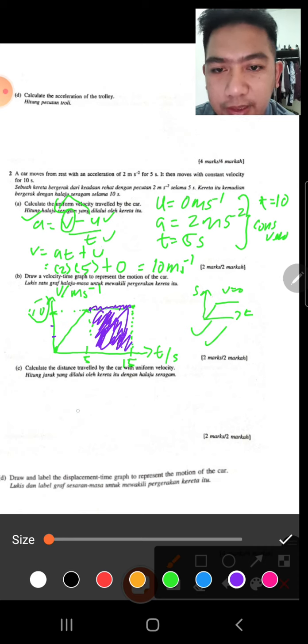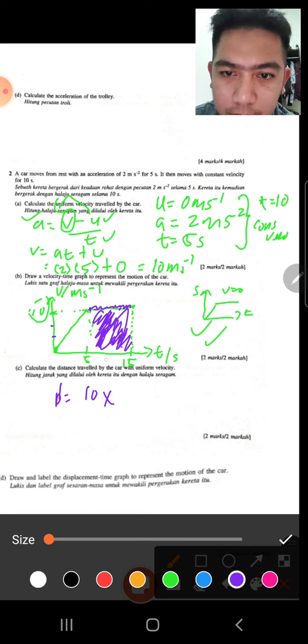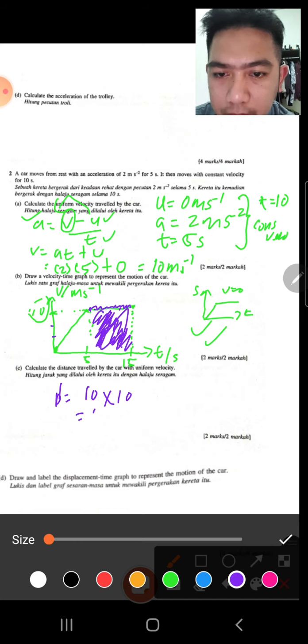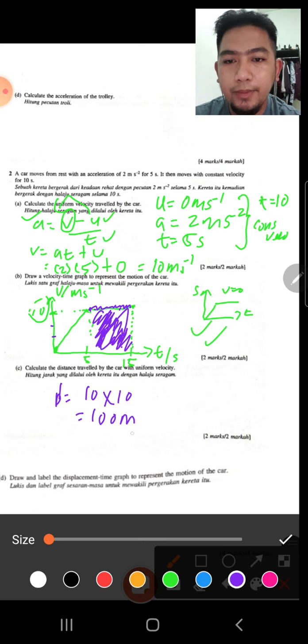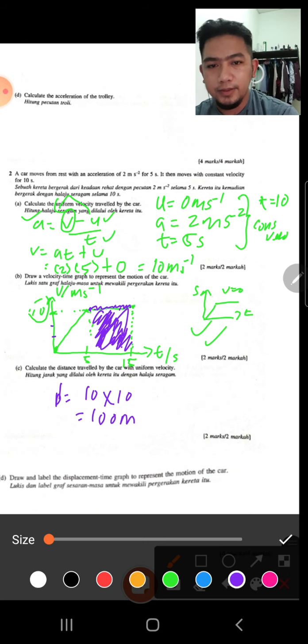So we want to find the area only here. So the area under the graph. What shape is this? Square. So the distance: the height, or width, is 10 times the base, the length, 15 minus 5, also 10. So the answer is 100 meter. The unit is m because it is distance. Alright, easy.